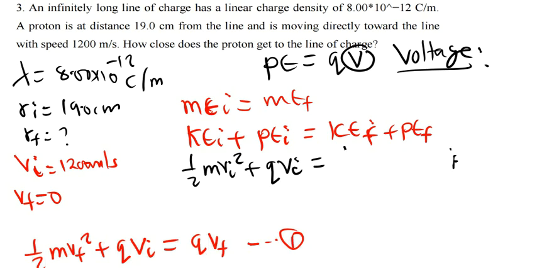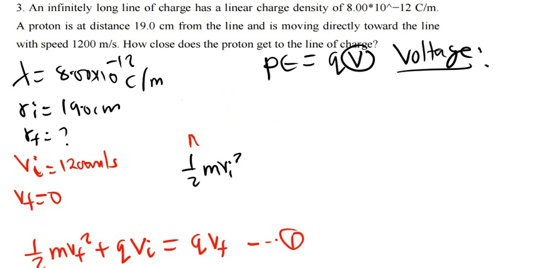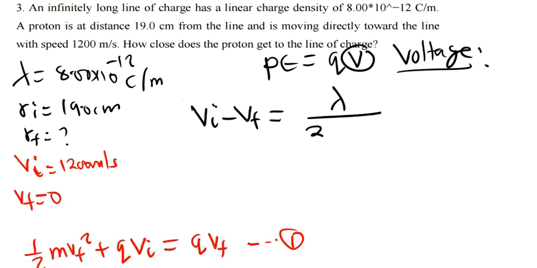Let's get rid of this. Another interesting formula which you need to know when you're dealing with the infinity of a long line of a charge is this one, the voltage difference. The voltage difference is given by the voltage initial minus voltage final, which should be equal to the linear charge density divided by 2 pi epsilon, times ln of R final divided by R initial. R final is the one we are trying to find, this one here.